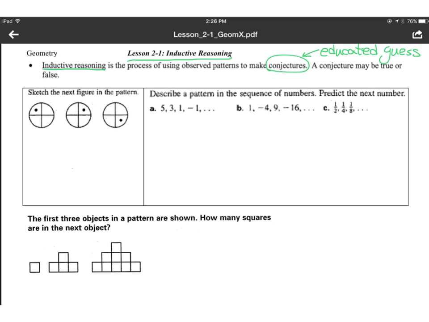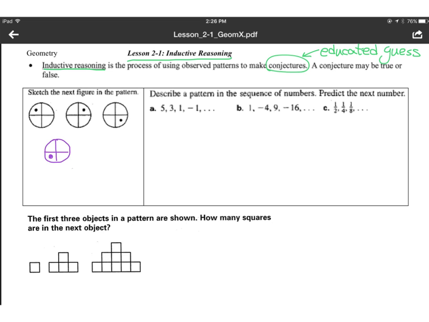Okay, so the next figure in the pattern. We've got circles divided into quadrants by perpendicular diameters, and the little dot is moving around the circle. So looks like our next picture, and I'm drawing this freehand, it's really kind of terrible. So our next picture would be a circle of the same size with perpendicular diameters, and our little dot would be in the lower left corner. Okay, the next ones are patterns. Again, we're looking for patterns and trying to make an observation to create a conjecture.